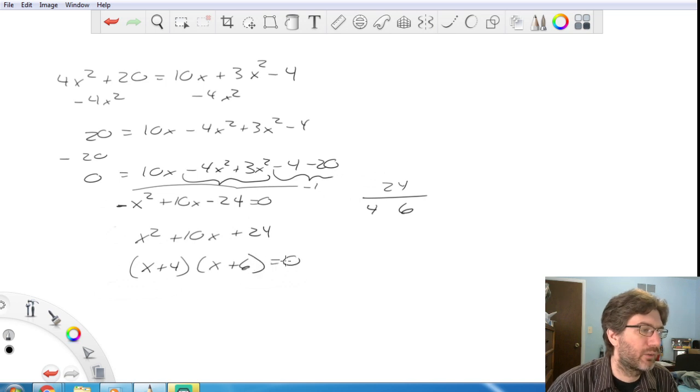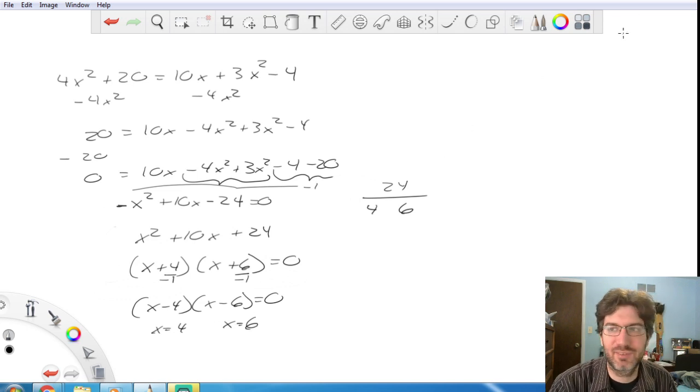And don't forget about the negative 1. So basically you're dividing each by negative 1, and that's just going to change your signs. So you're going to get x minus 4 and x minus 6 equals 0, and therefore x equals positive 4 and x equals positive 6, and that makes more sense. So just watch your signs, because apparently I'm not that good at it either.